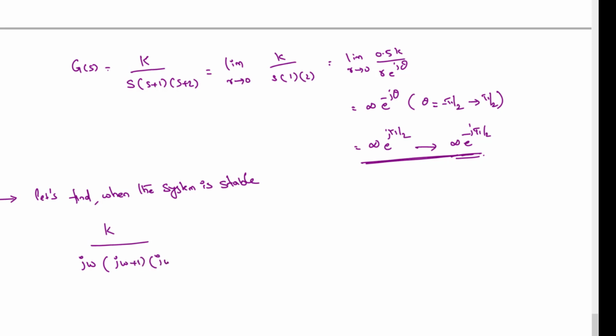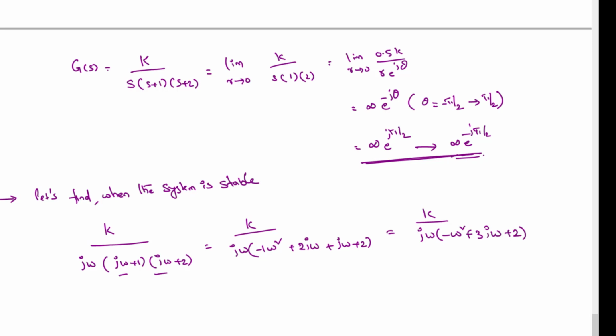So now I will multiply out the transfer function, and I will get k by j omega into (j omega minus 1) into (omega square plus 2 j omega plus j omega plus 2). Now again, I will take out the j omega part and the non-j omega part separately. Because we have to find out where the value is crossing the negative real axis, the imaginary part we want to make 0. That is the reason I want to take the imaginary part and the real part separately.